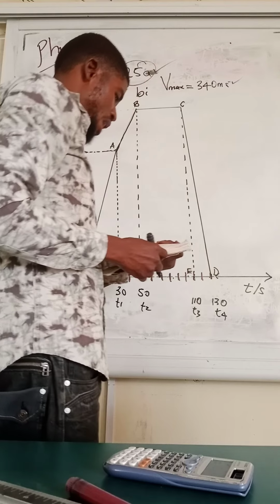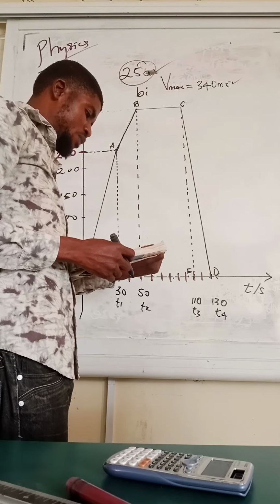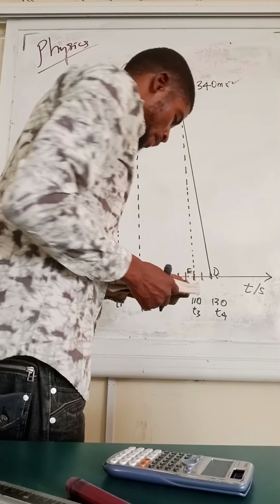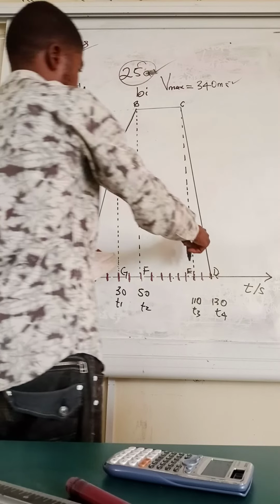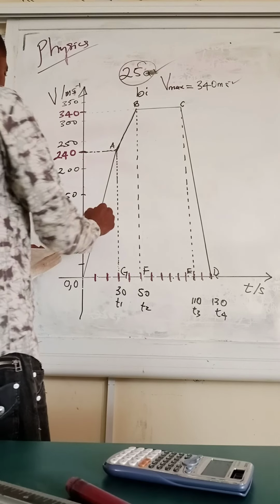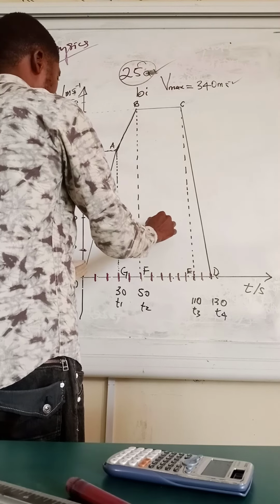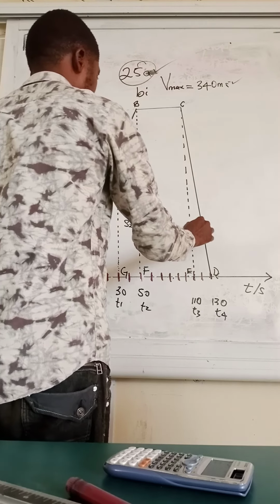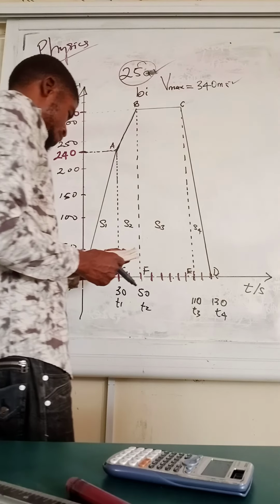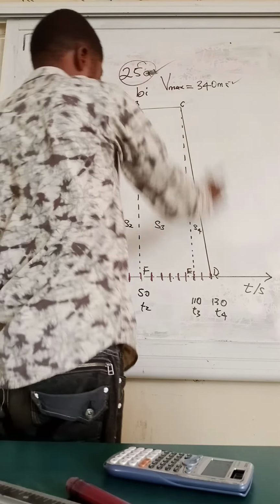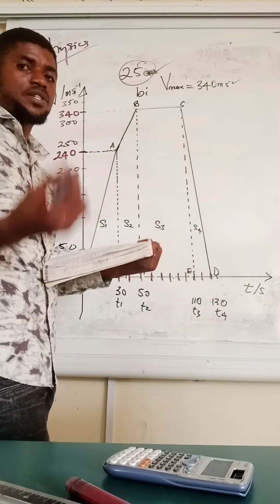Now they ask us BII, average retardation as the body is being brought to rest. The average retardation as the body is being brought to rest is simply this particular triangle here. So we are free to say this is our S1, our S2, our S3, and then our S4. I will explain the meaning of this later. So the average retardation is simply this, as retardation simply means negative acceleration.